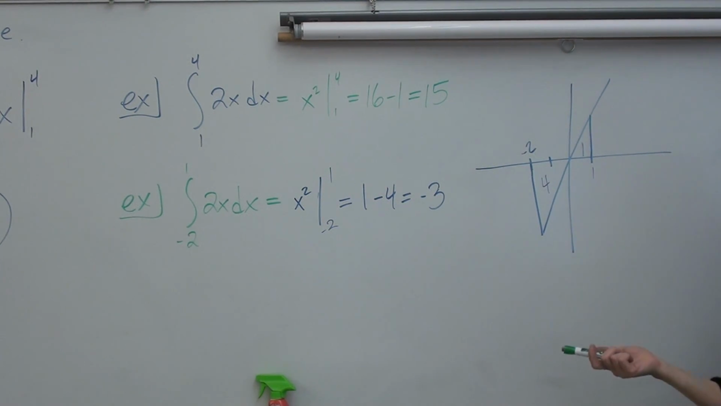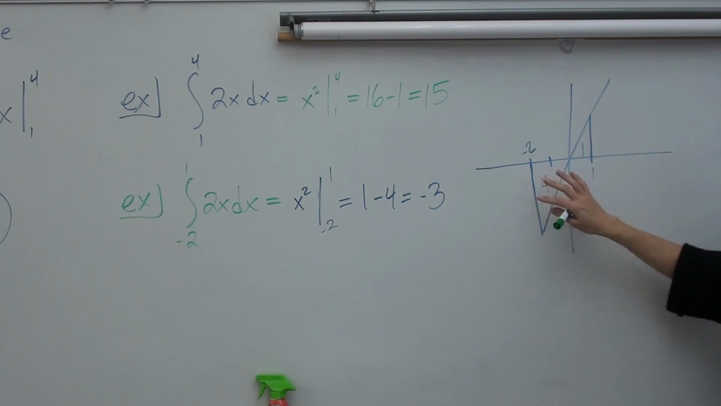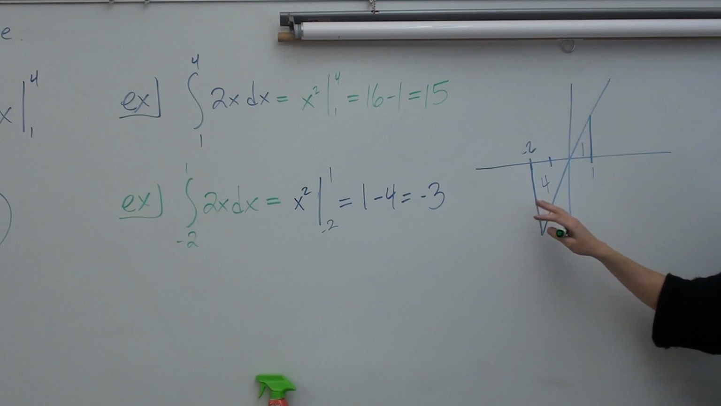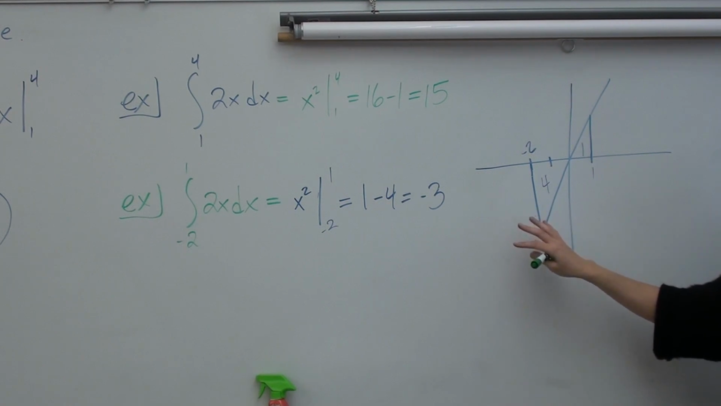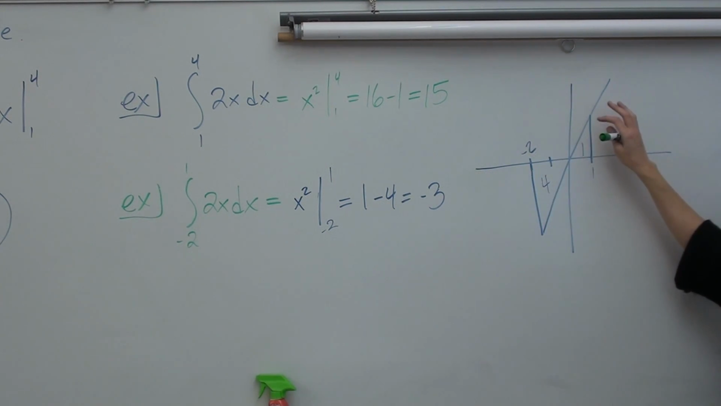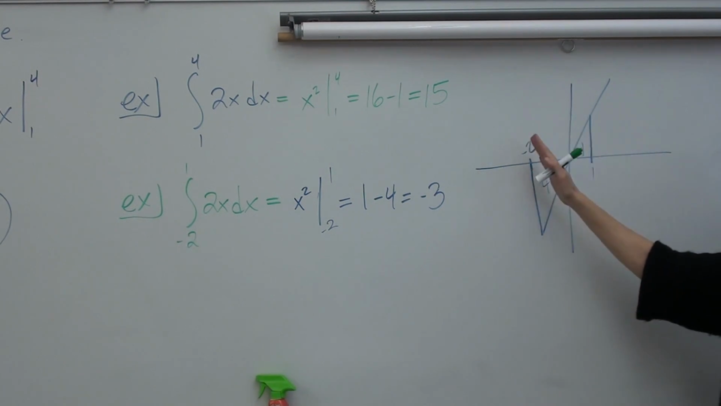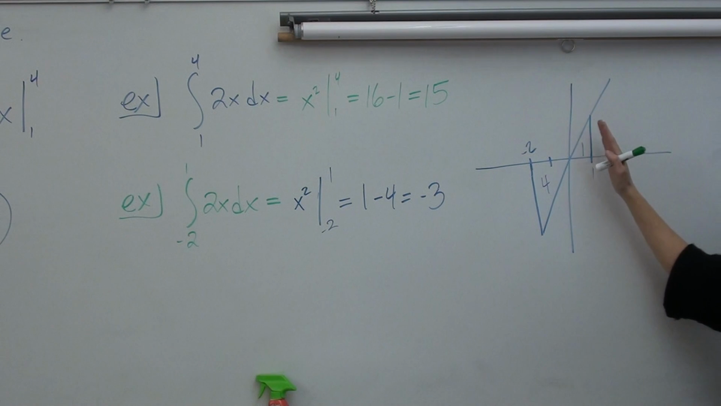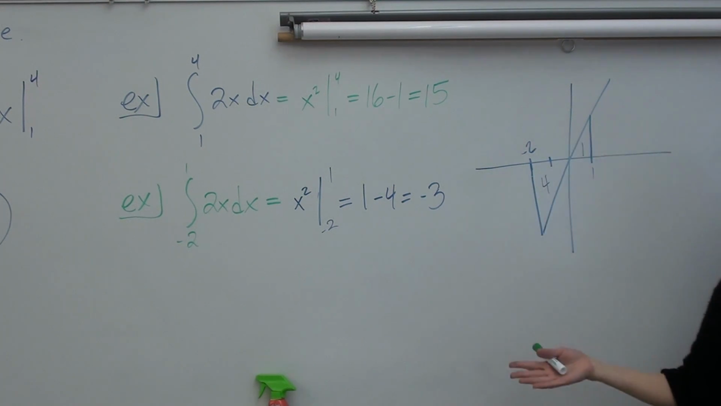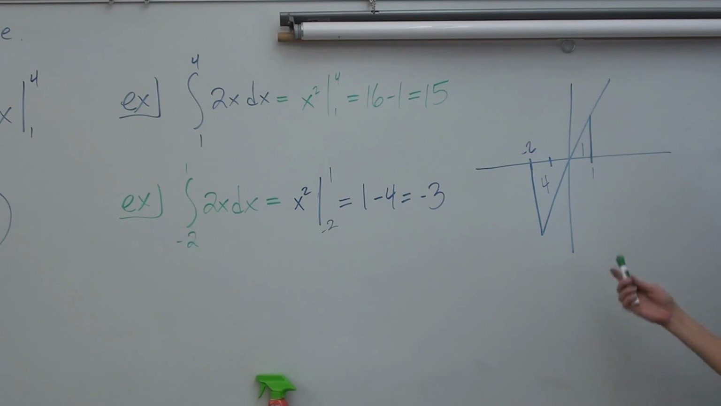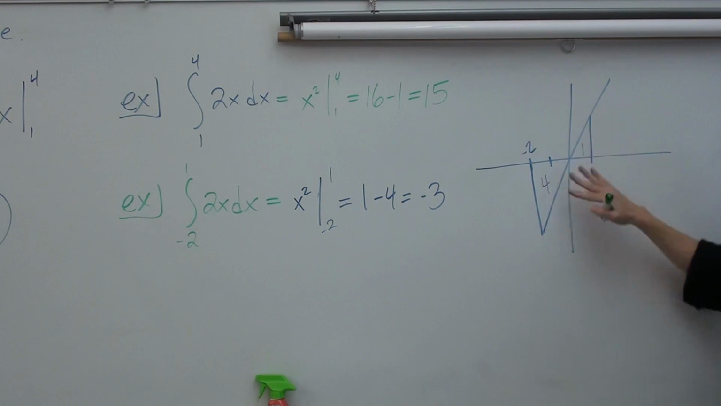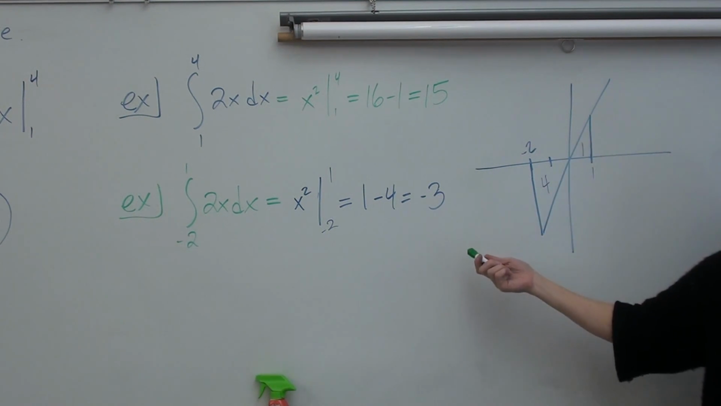What happens when you have a graph is any portion of the graph that's below the x-axis ends up yielding a negative integral, and any portion that's above the x-axis ends up yielding a positive integral. So when you have a graph where part is below and part is above, the total of them are just meaningless because you have no idea what the actual area is. It's just this number.